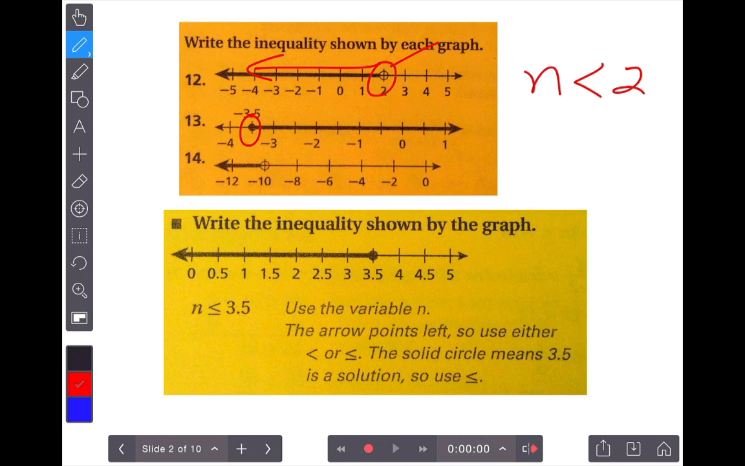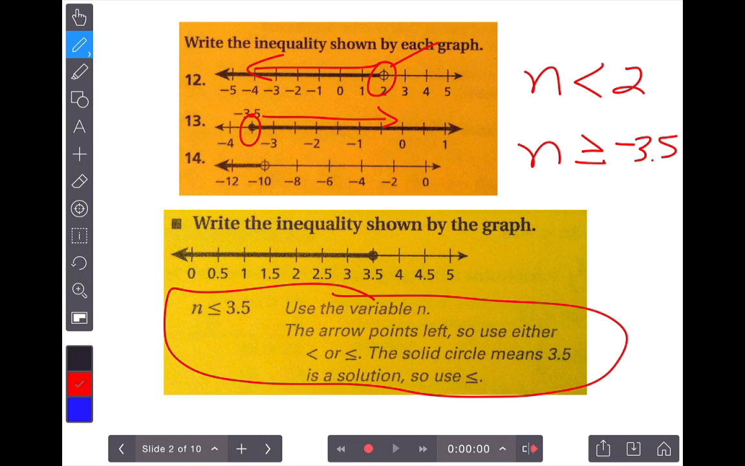Here, you notice that this one is solid. Okay, well you know that the numbers are going to the right, so if you have some number, it's going to be greater than or equal to -3.5. And in your packet, this kind of goes through that information. Okay, let's go to the next one.